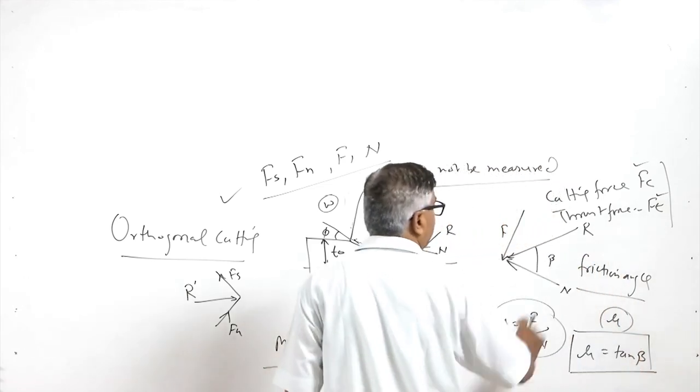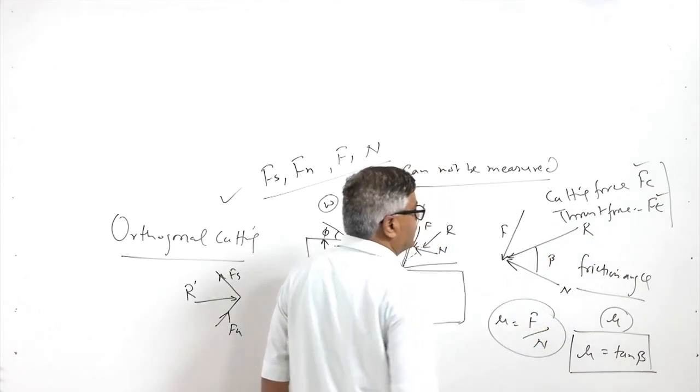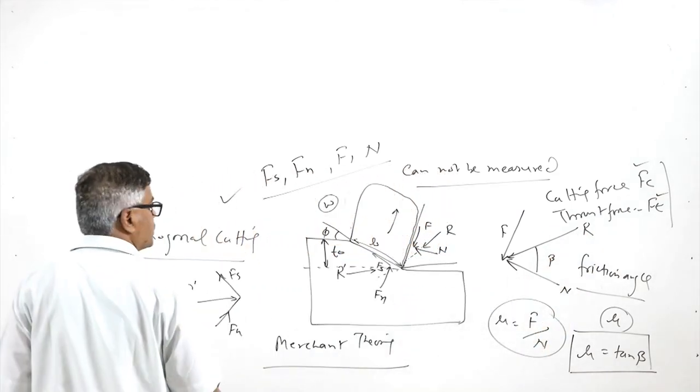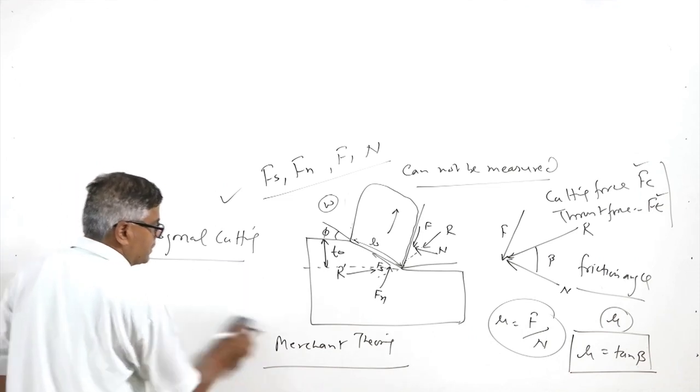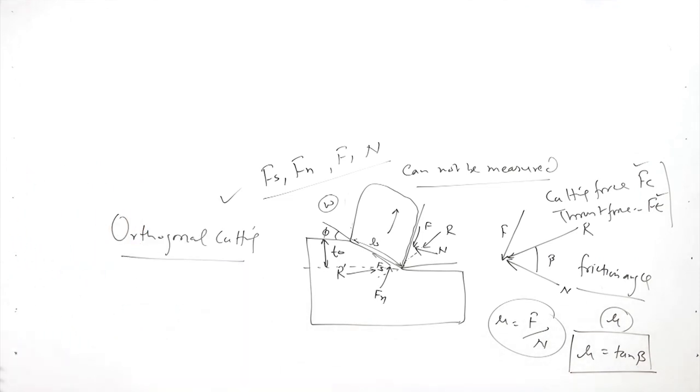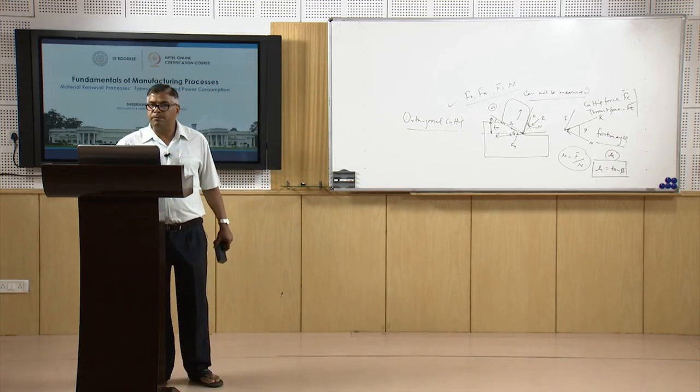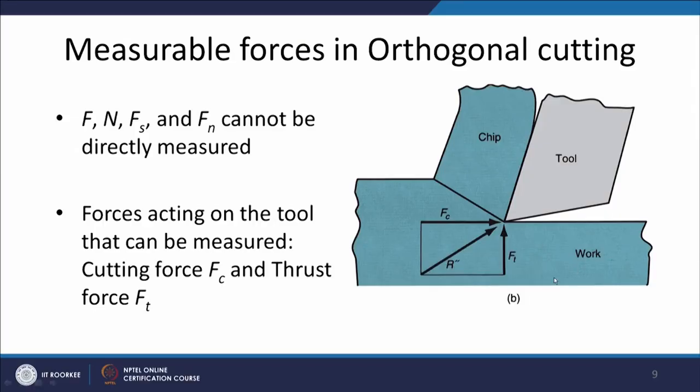Beta is the friction angle, which is the angle between the normal force and the resultant force due to the friction force and the normal force. So considering these equations, if we move further, say this is the condition: the chip, workpiece, the tool, shear plane, and the cutting force acting in this direction, and the thrust force acting in this direction, and the resultant of these two will also be R dash. These two are the measurable forces which can be measured with the help of the cutting tool dynamometer.